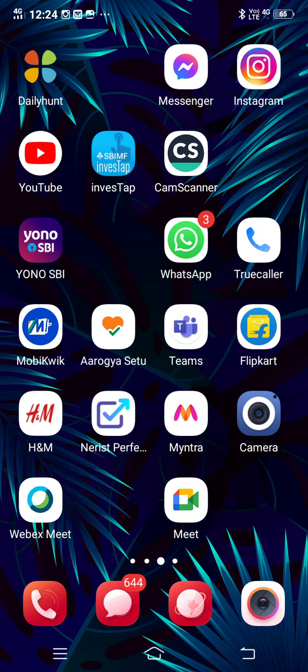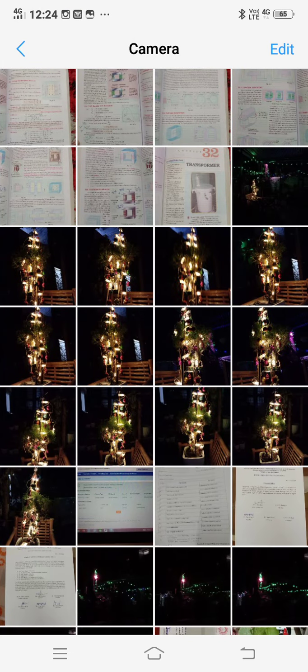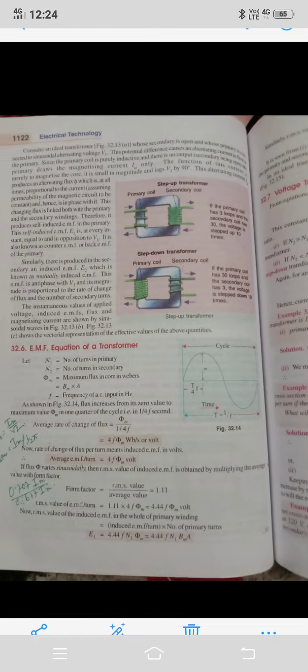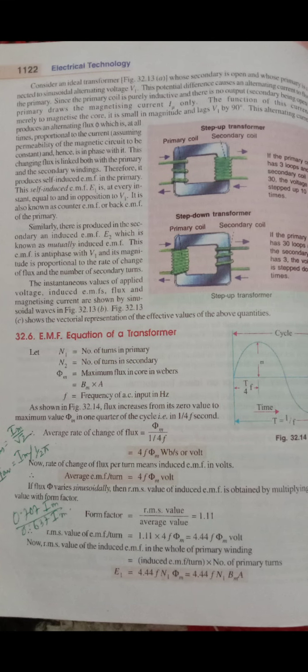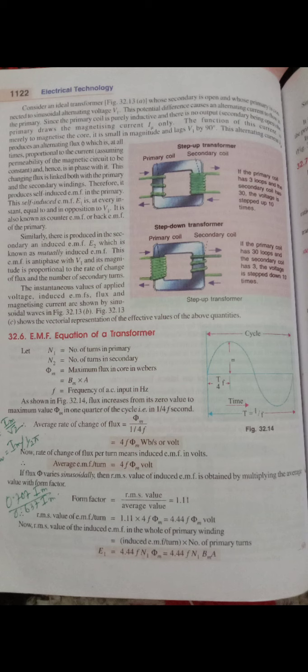Now I will move forward to the major part of this topic, that is the EMF equation of a transformer. How do we find the EMF equation of a transformer? As I have already told you, there are two sides of a transformer, primary side and secondary side. To find the EMF equation, we have to decide which side we are calculating, which side we are taking for step up and which for step down.